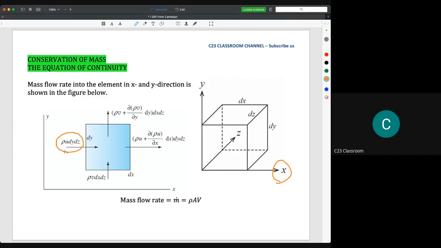For the y-axis, we could write it as rho v dx dz. Rho is the density, v is the velocity component in the y direction, and dx is the length of this side, so dx dz means the area of this face. You have a velocity like this and an area here, which means you are calculating the mass flow rate.